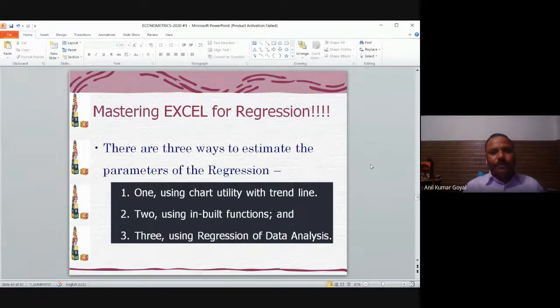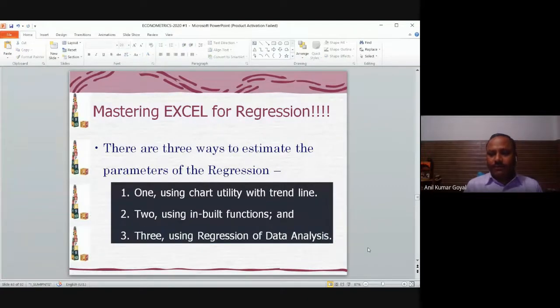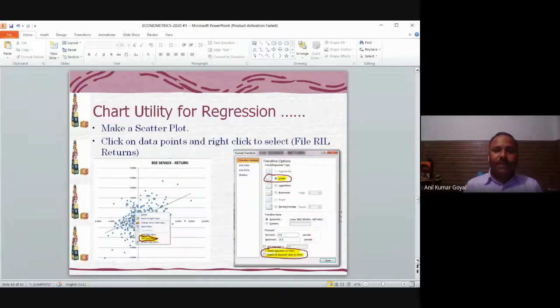So we have three methods. There are three ways to estimate the parameters of regression. One is using the chart utility with a trend line. Second is using an inbuilt function. Third is using Regression of Data Analysis. In Excel, we have done regression earlier, but today also we will do it with three methods. Earlier we did it with one method. Now we will do it with three methods. So likewise we will do.